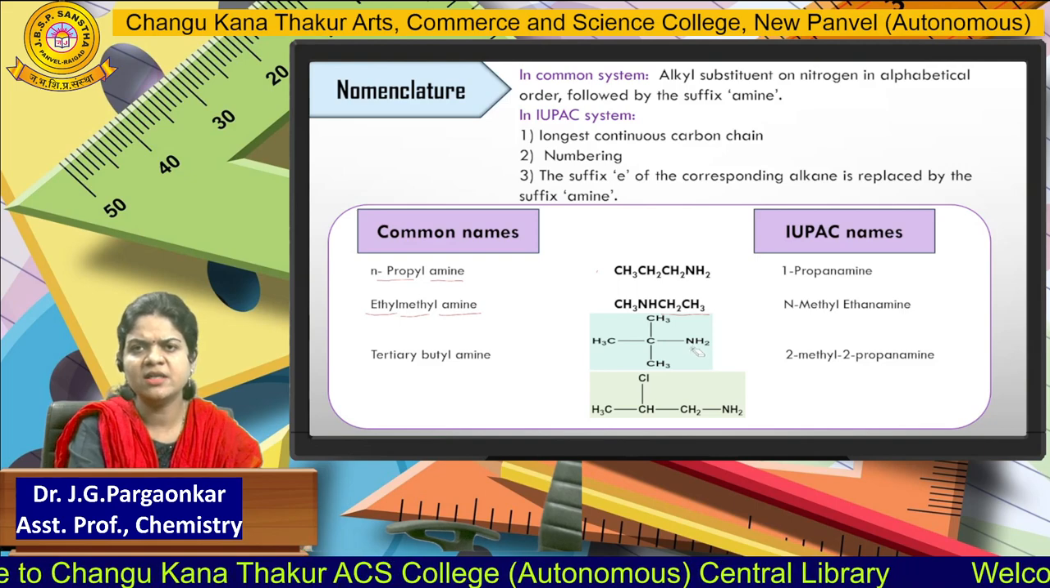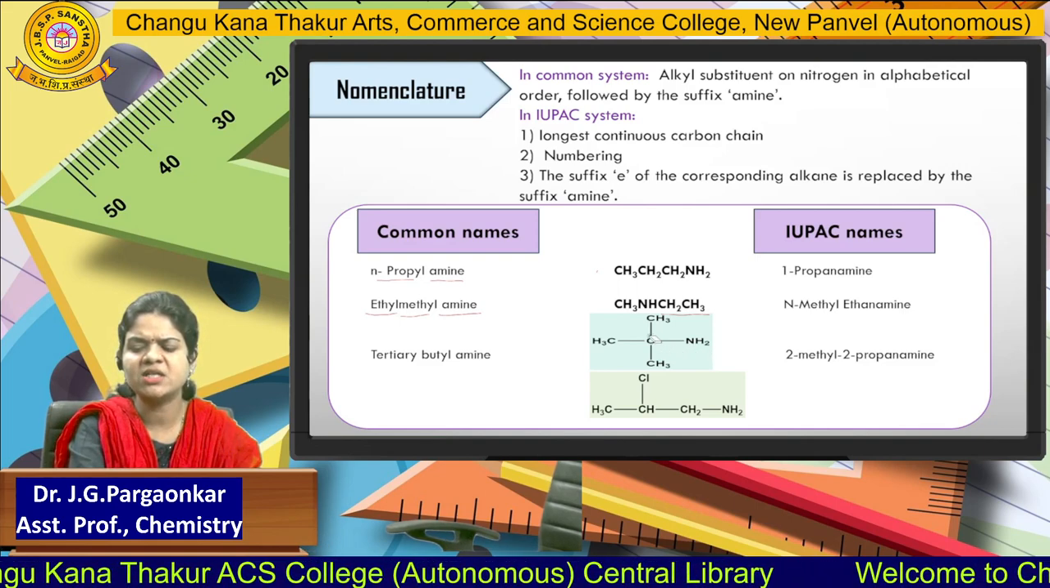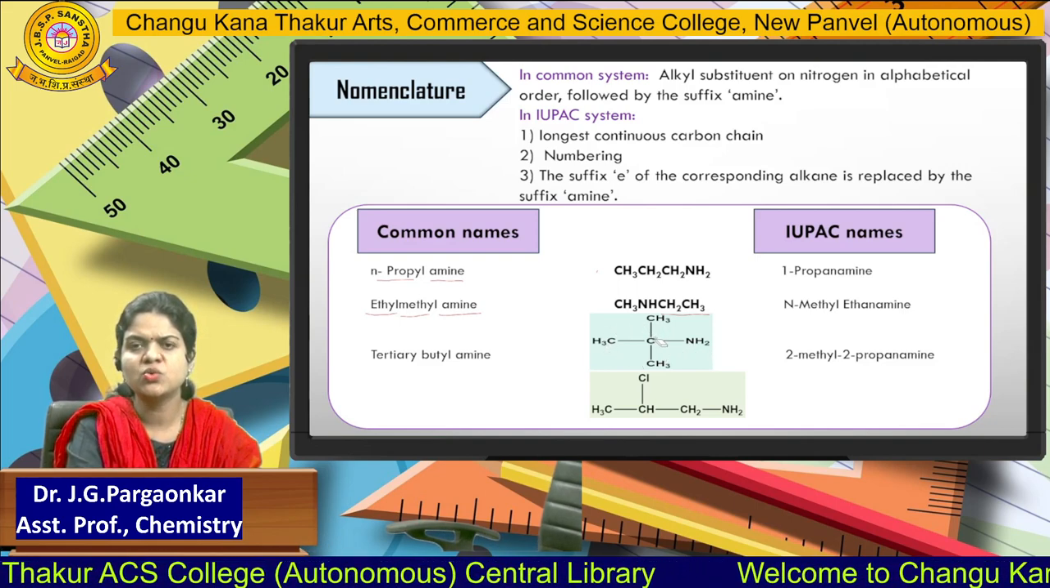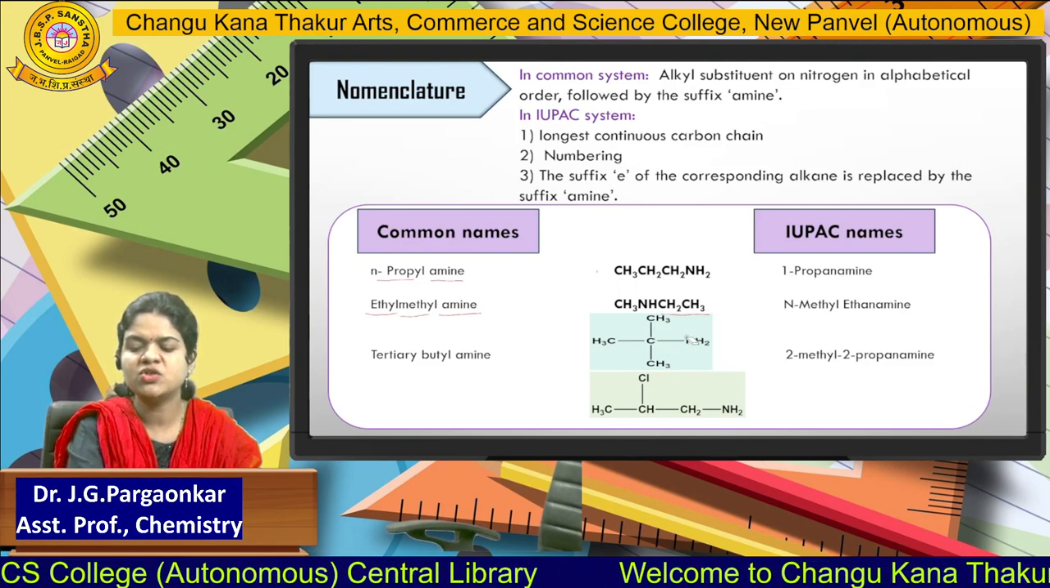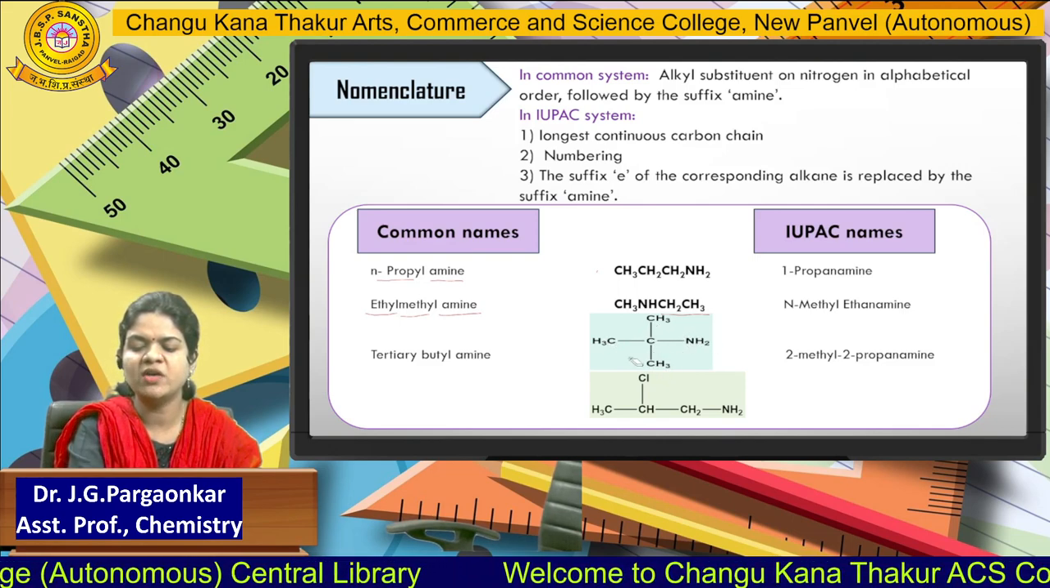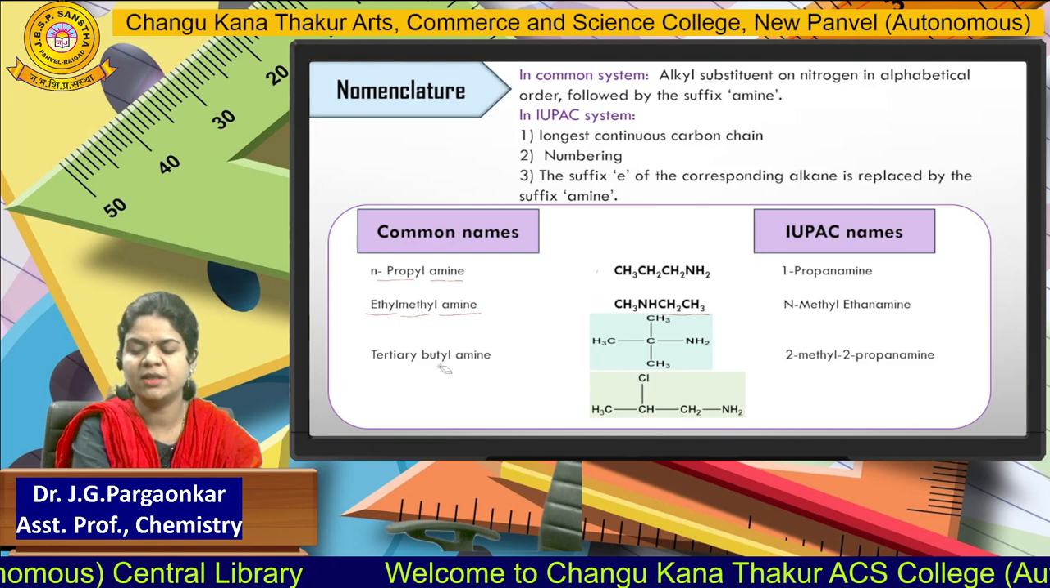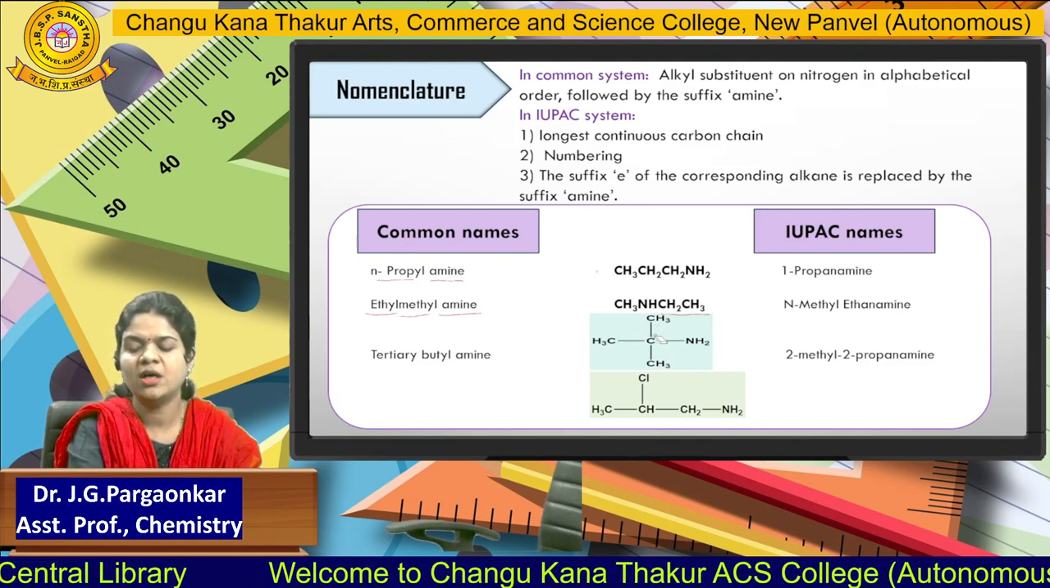So listen, here it is simple. The NH2 group is attached to the tertiary butyl group. So I will write tertiary butyl amine. This is the tertiary butyl amine.